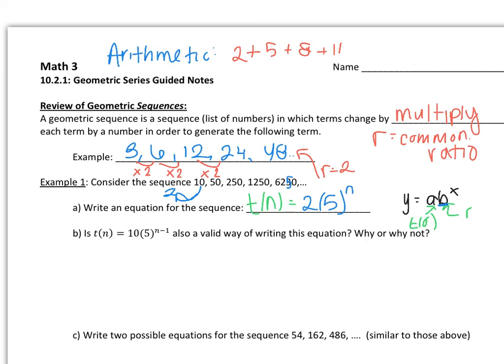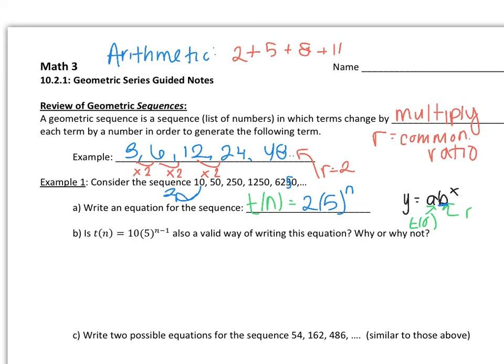So then you can just quickly check that. If I plug 1 in here, it should match up with my first term, 10. So 5 to the first is 5 times 2 is 10. 5 squared is 25 times 2 is 50. So that makes sense with our list of numbers.